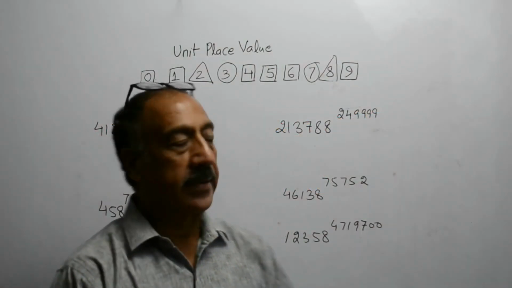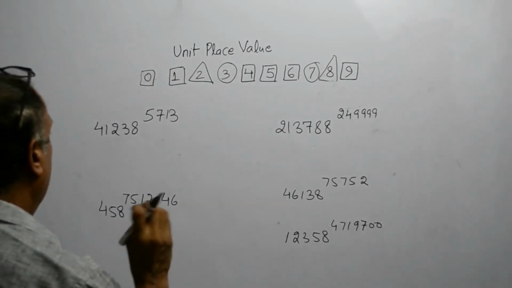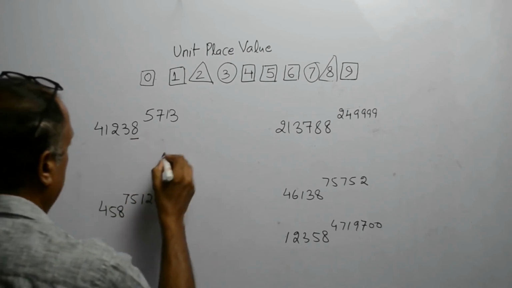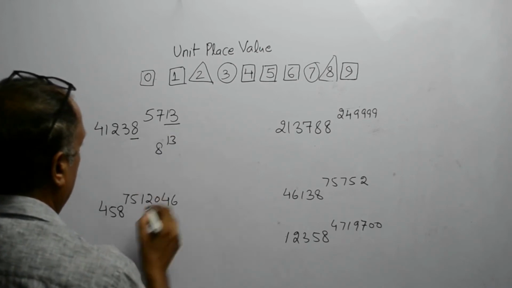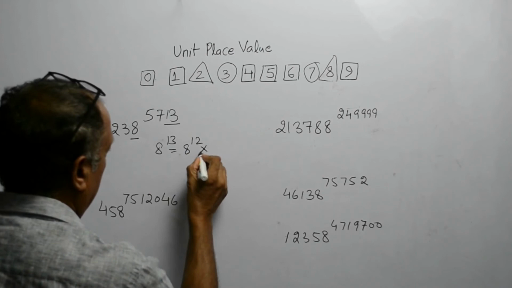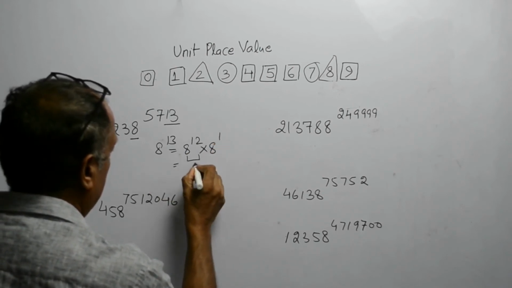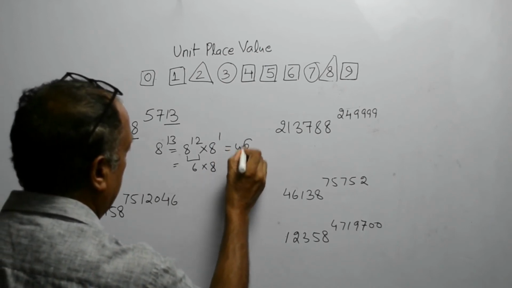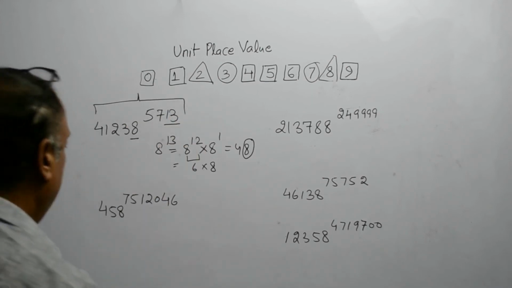Now let us do some practice in finding out unit place value when the digit is 8. So here we need to find out 8 raised to power 13, which is 8 raised to power 12 into 8 raised to power 1. So 6 multiplied by 8, 48. 8 is the last digit of this expression.